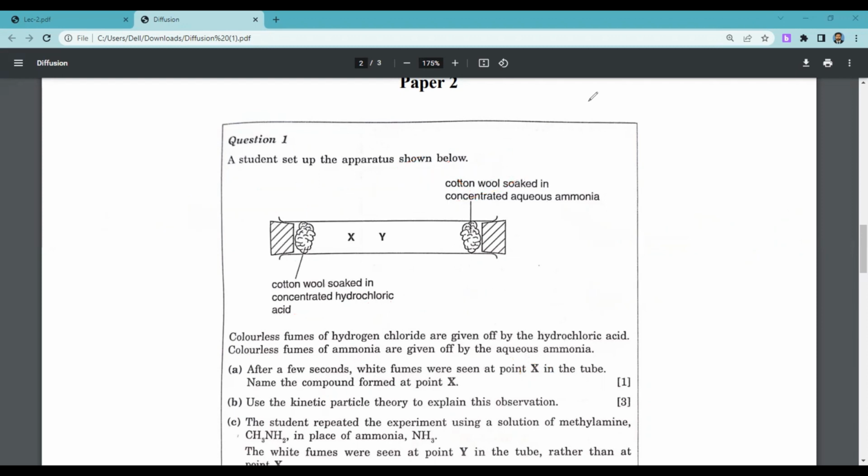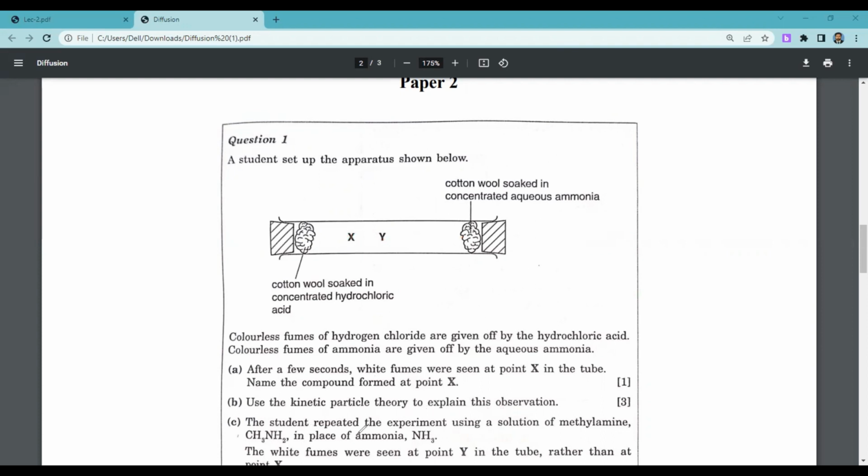Now, what is the second question? The second question is: use the kinetic particle theory to explain this observation. According to the kinetic particle theory, the gases will diffuse. The one with low molecular mass will diffuse faster, and the one with high molecular mass will diffuse slower. Therefore, we see the fumes produced at point X. This is the explanation.